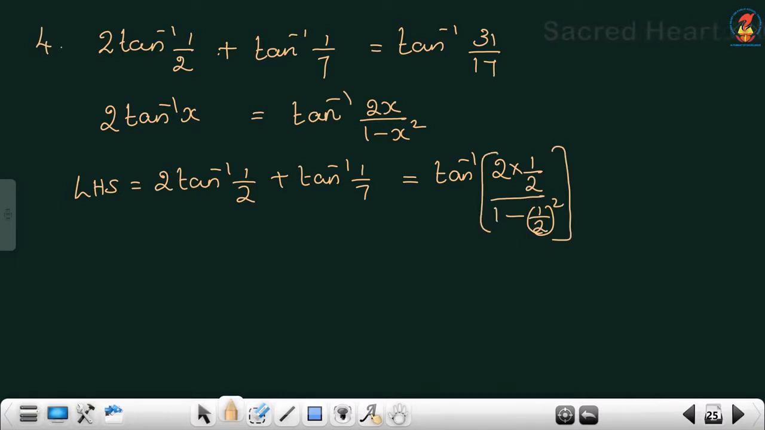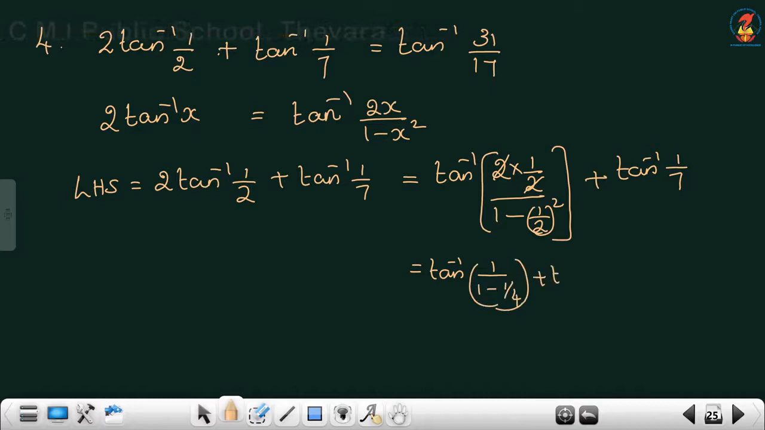This is the first term plus tan inverse 1 by 7. So tan inverse of 2 and 2 cancel, 1 by 1 minus 1 by 4, plus tan inverse 1 by 7. So tan inverse of 4 minus 1 is 3, 1 by 3 by 4, or it is the same as 4 by 3, plus tan inverse 1 by 7.